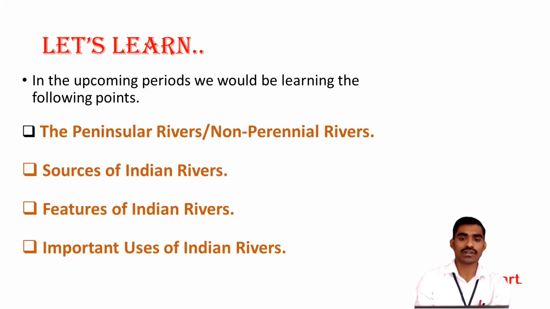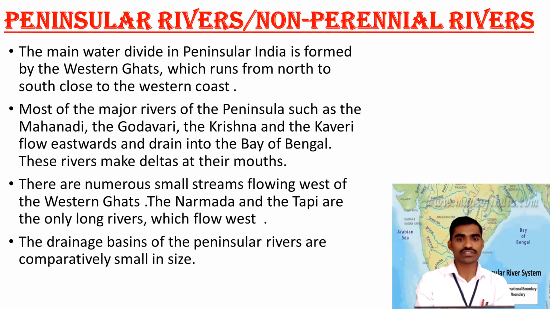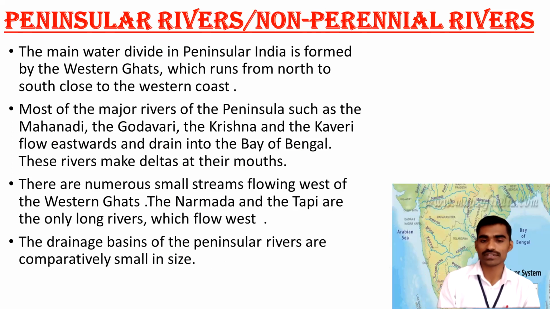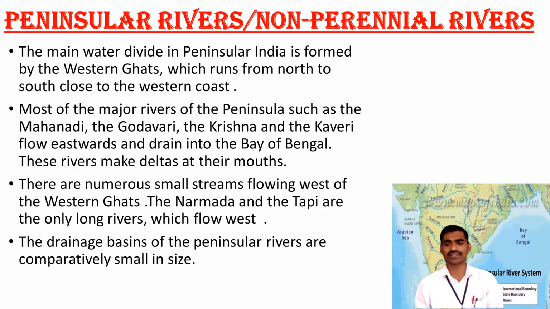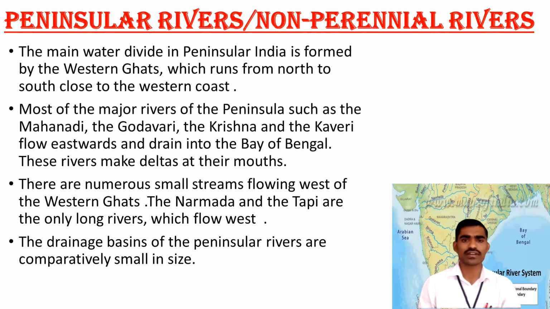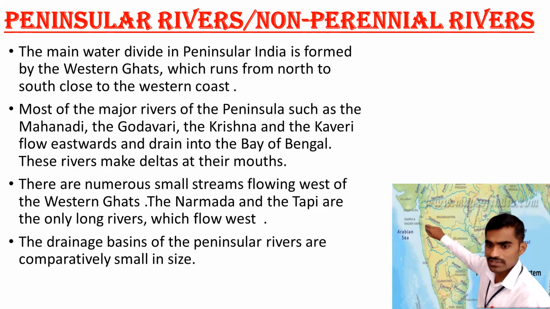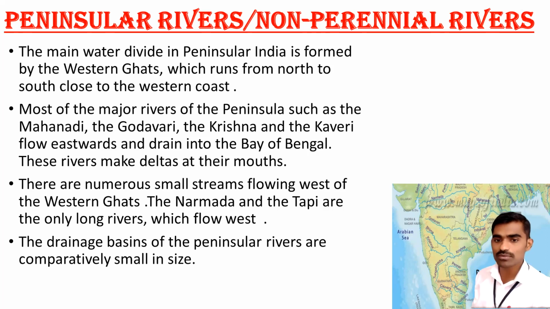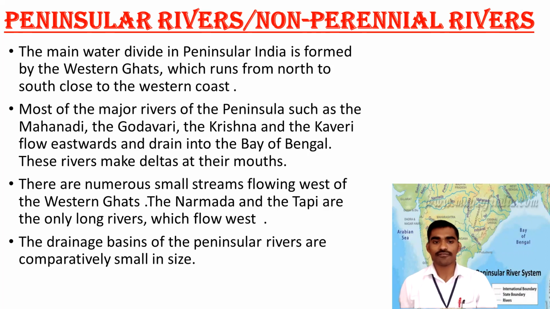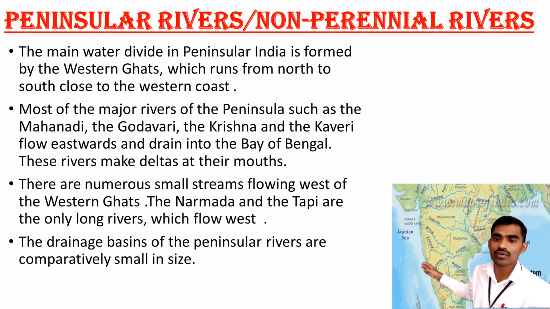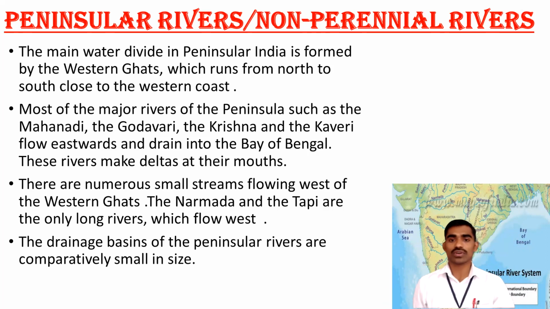So let's start. In today's video, you will be learning about the peninsular rivers, what are the features, what are the characteristics of peninsular rivers. Peninsular rivers are also known as non-perennial rivers. Actually, there is one mountain range, one hill range, known as the Western Ghats, which is running from the north to the southern tip of our India, and that Western Ghats happens to be the main water divide of the peninsular. Okay, but let's see what is meant by peninsular rivers first.